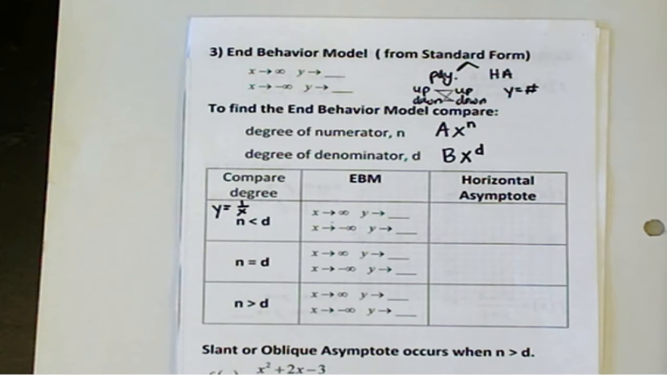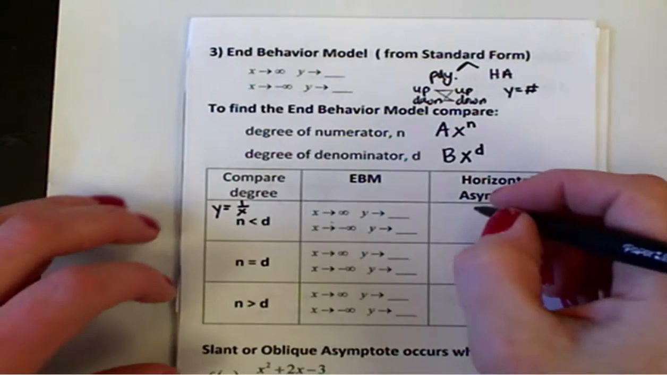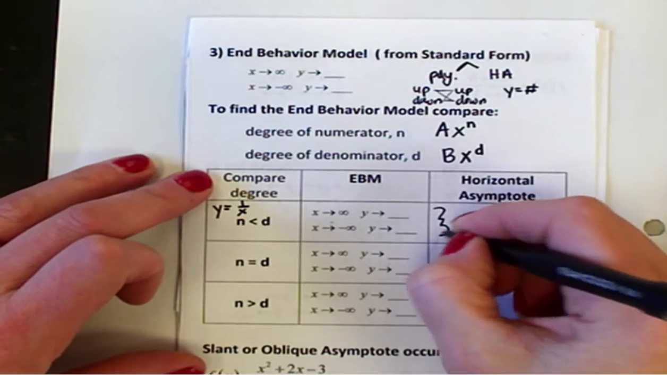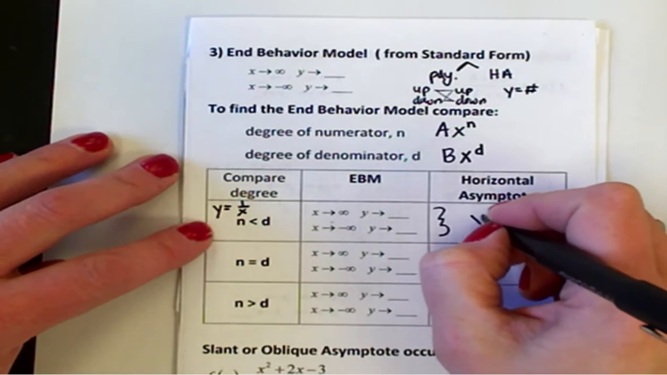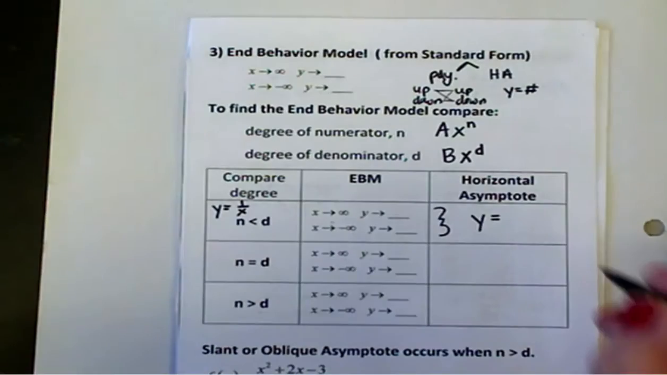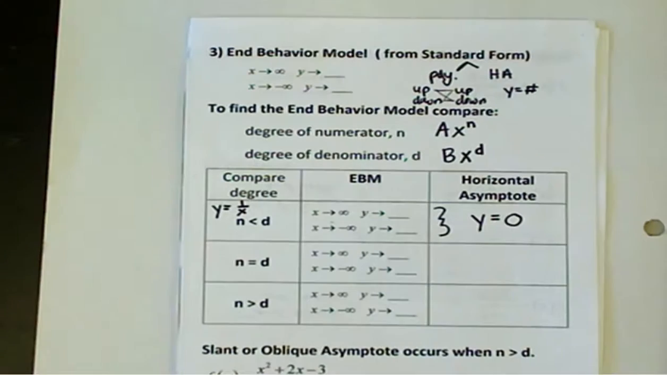That's the parent function, by the way. Y equals 1 over x. The numerator degree is 0. The denominator degree is 1. What's the horizontal asymptote of the parent function? 0.